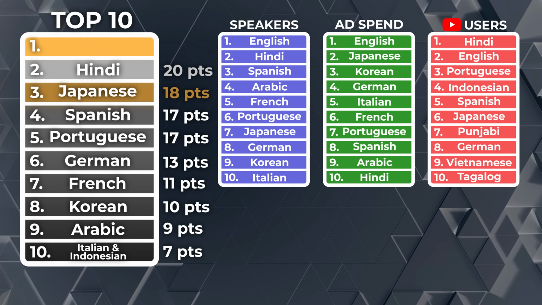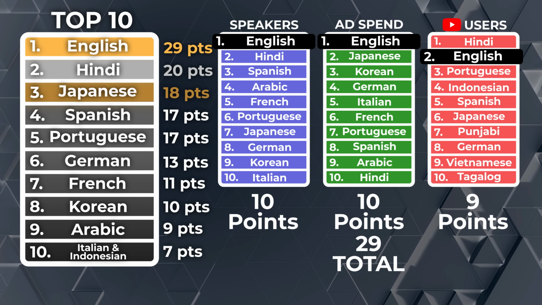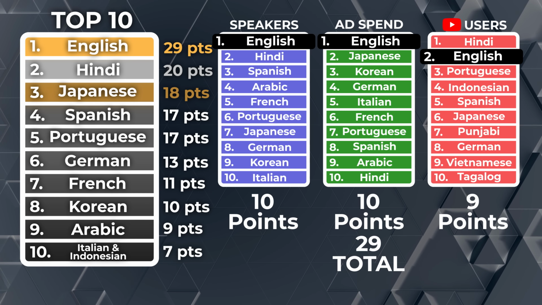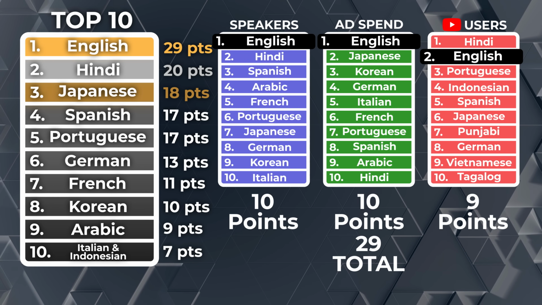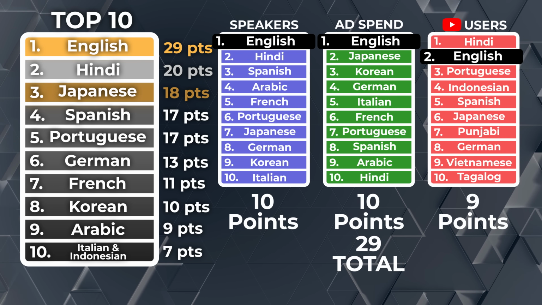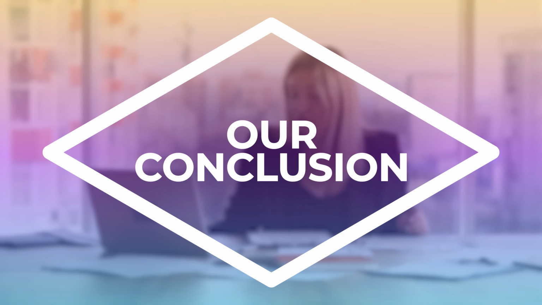And finally, in 1st place, we have English. If your content isn't already in English, you're missing out on 1.5 billion people with almost twice the ad spend per person of its nearest rival, Japan. Tap into viewers from North America, the United Kingdom, Australia, and more, and you'll be set up for success.